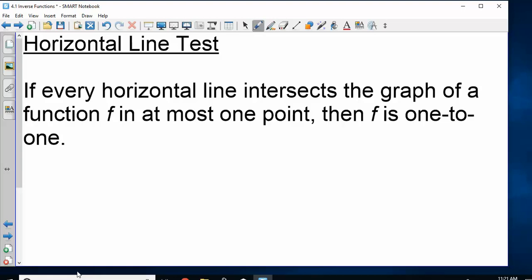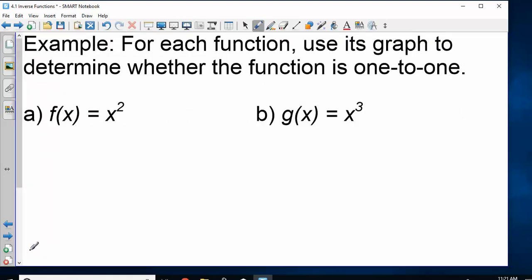So in other words, if you can draw a horizontal line that hits that graph more than once, it is automatically not 1 to 1. So let's use that. Take a second, sketch these graphs and decide if they're 1 to 1. On a line test.